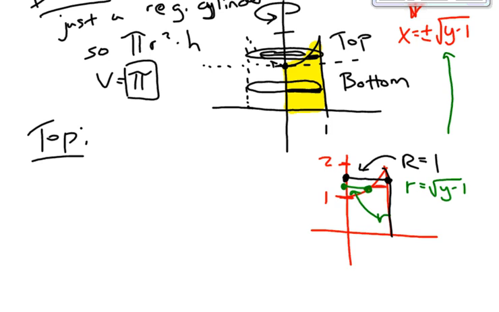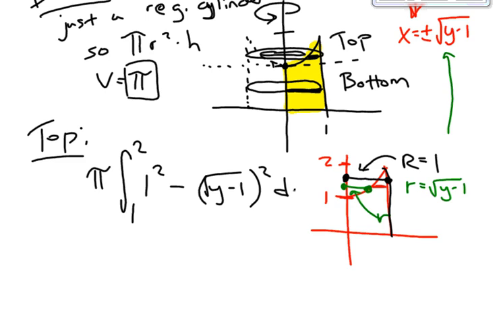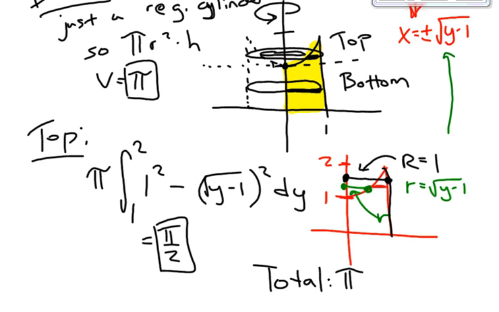All right, so the top portion is going to be pi times the integral from 1 to 2 of big R squared minus little r squared dy. And if you were to solve that out, which is not too bad, you would get pi over 2, which makes sense that it would be smaller than the bottom portion. So then to get your total, you would add those two together, giving you 3 pi over 2. Okay, so that is disk and washer method.